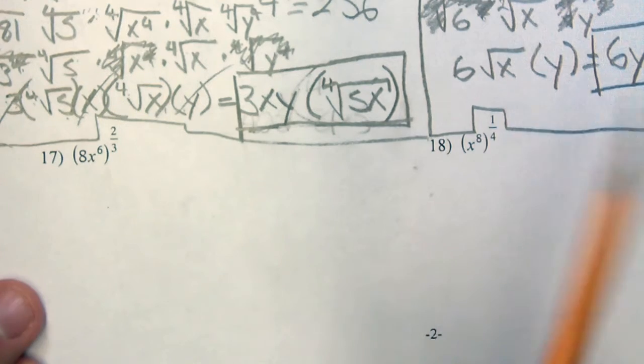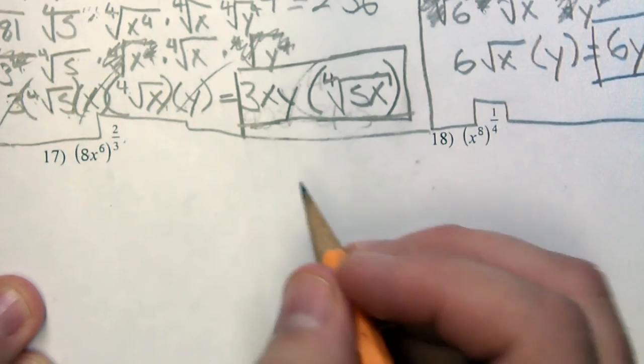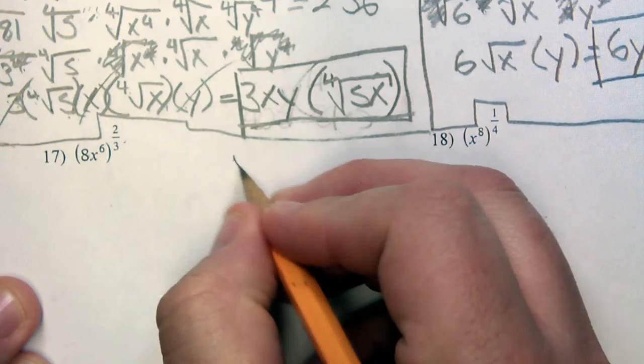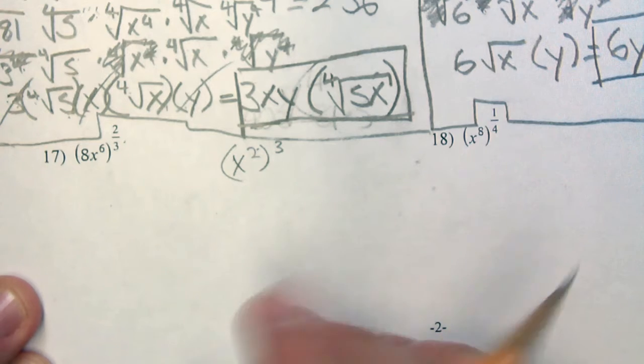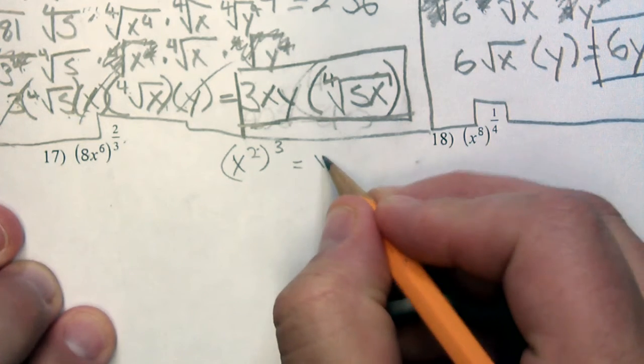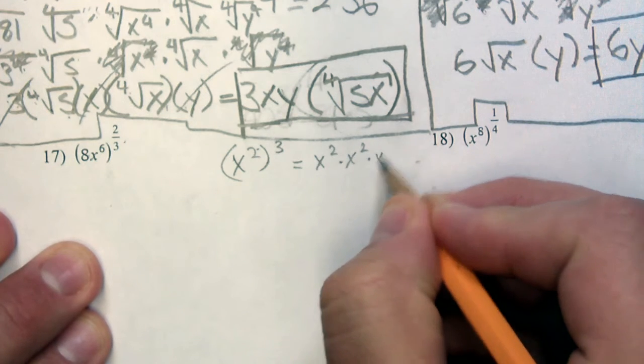Problem number 17. When you raise a power to a power, in other words, and I'm going to give you an example. If I have x squared, and then I raise that to the third power, what I'm really saying is I have x squared times x squared times x squared, right?